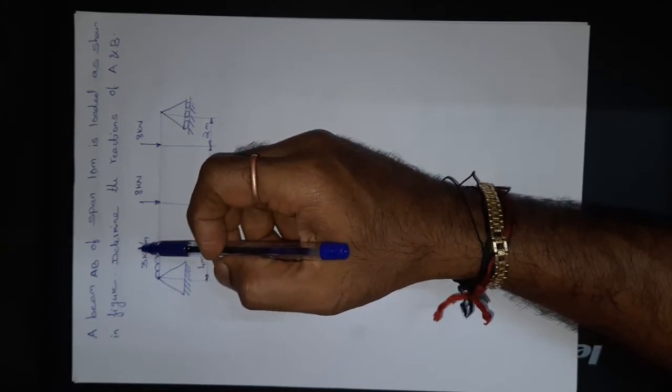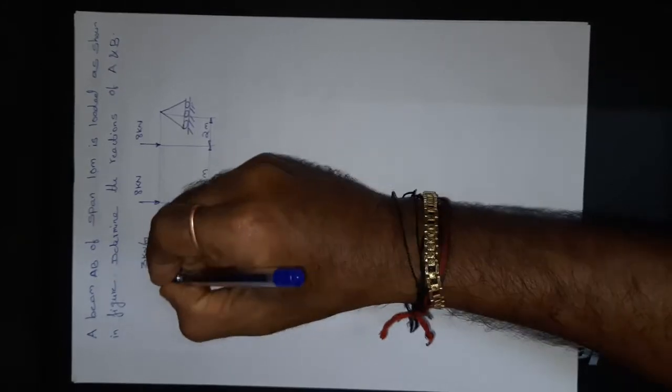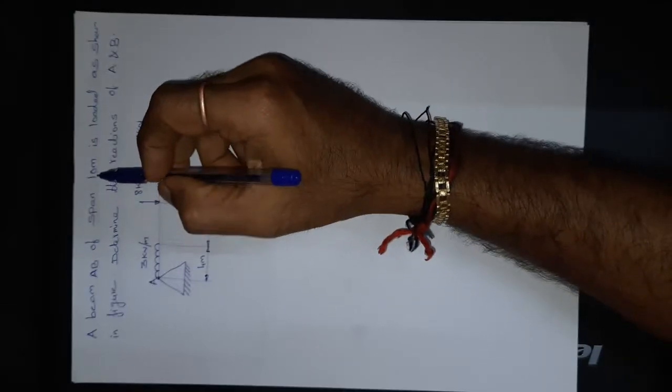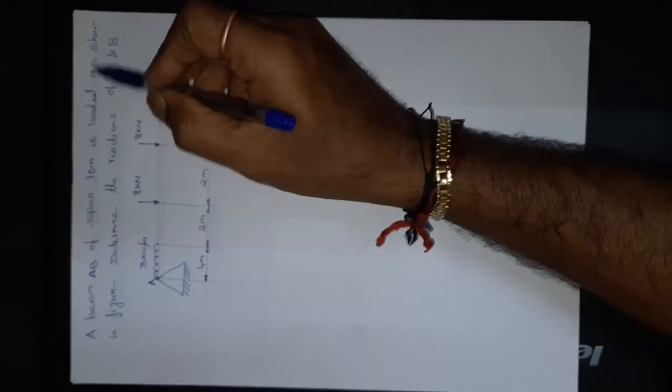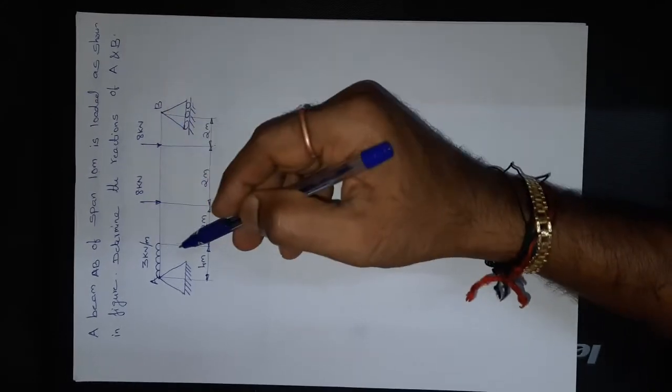Let me just read out the question first. A beam AB of span 10 meter is loaded as shown in figure. Determine the reactions at A and B.